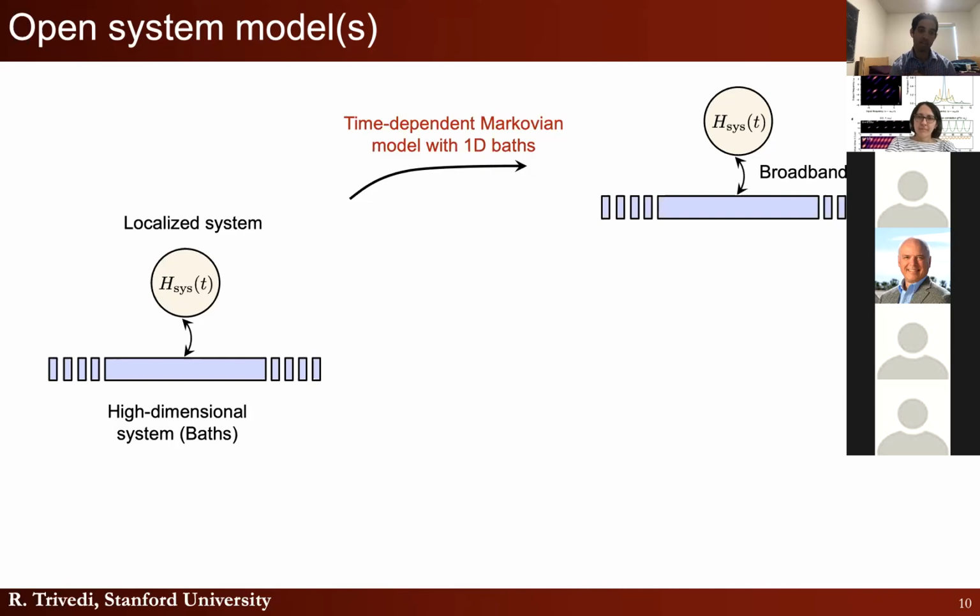And physically speaking, the Markovian assumption essentially says that the localized physical system interacts with all the energies in the bath. So the bath, if you remember, supports a continuum of energies.